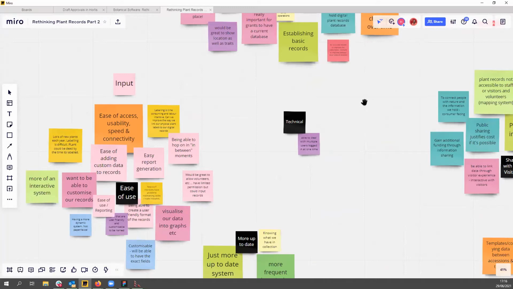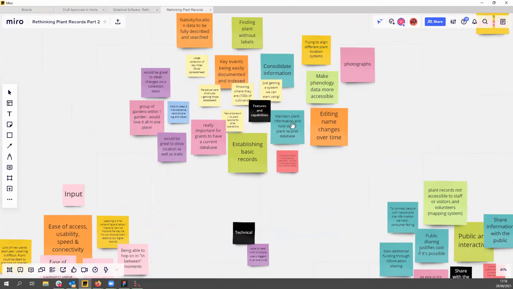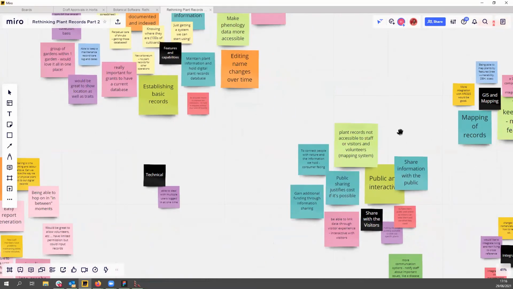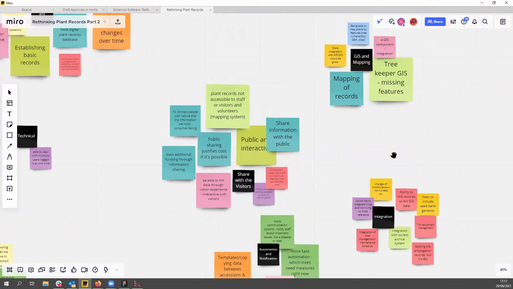There are a lot of thoughts and details, but you can see that features and capabilities are things people are missing, stuff that they can't do today with the product they're using. Data sharing is quite important. You see that it's very important for people and they can't do it today for various reasons. GIS and mapping for some people.